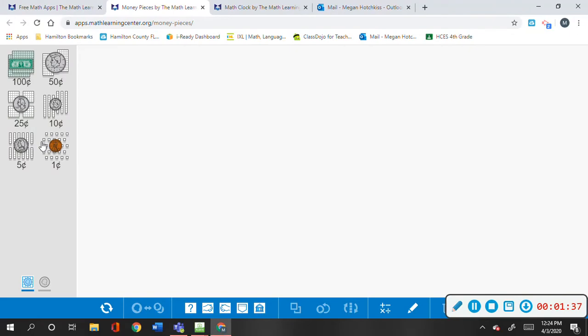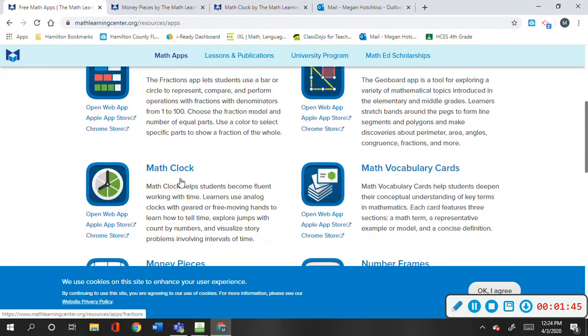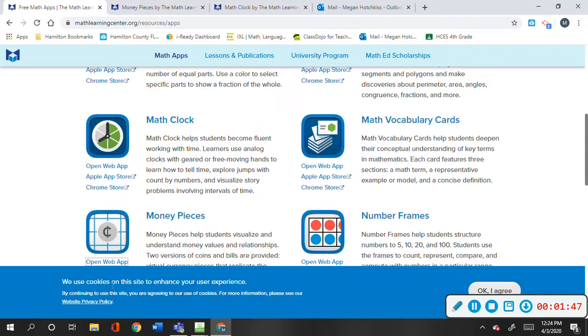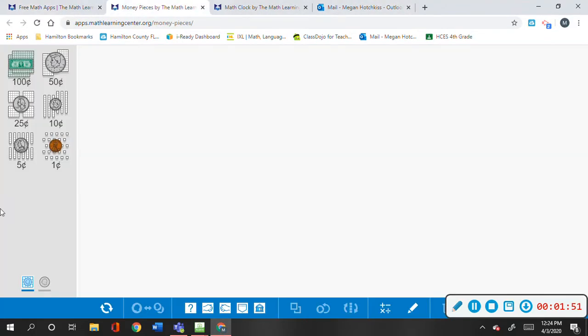Alrighty, I shared this with you guys before. I've shared it with your parents. You should be able to get to it. Just go to the Math Learning Center dot org. Click on the type of manipulatives that you want to use. Like for here, we're using money pieces. Here we go. And we want to find out how many different ways we can make 50 cents.